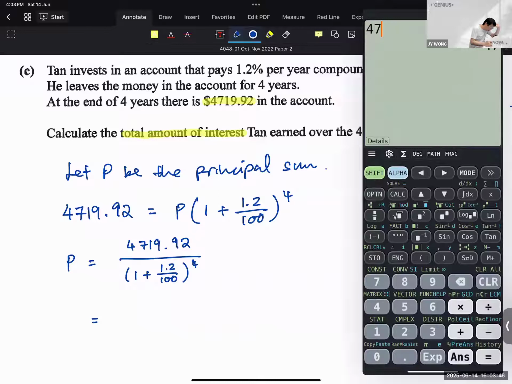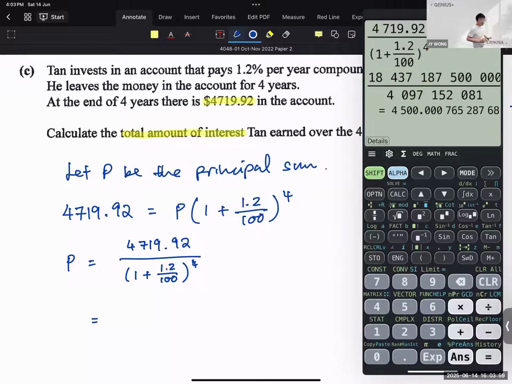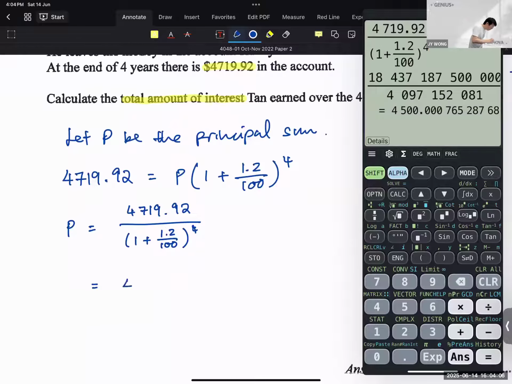Then press the entire thing into your calculator. Please do not forget the bracket. A lot of you forget the bracket, then your power doesn't apply properly. Okay, again, you are meant to get an exact value if you look at the answer here. So it's supposed to be exactly 4500.